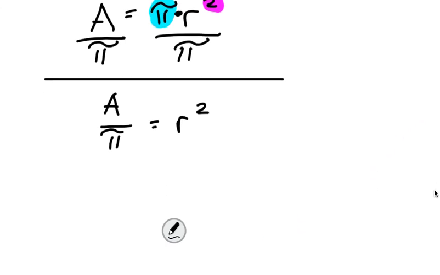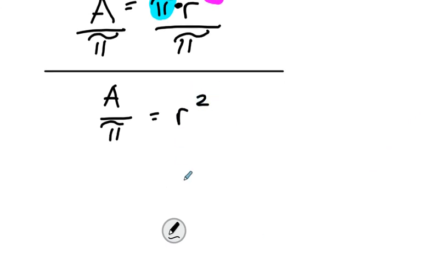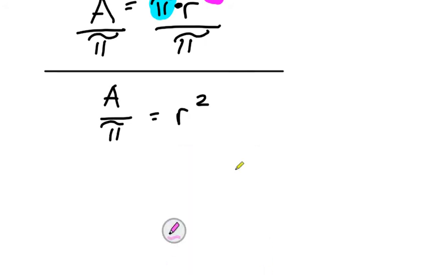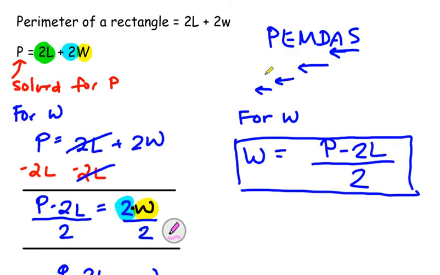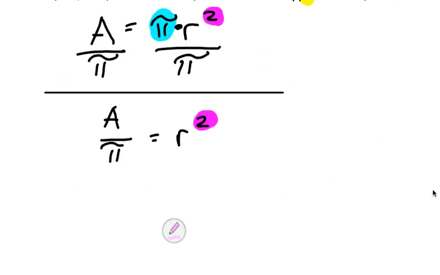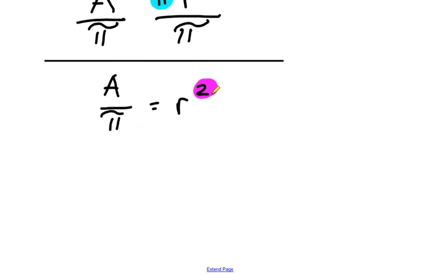You still haven't solved for r. You need to get rid of this 2. Now that 2 is being squared, so that's not the same as multiplying by 2. That's an exponent that we have to get rid of. So in order for us to get rid of this exponent, you have to reverse squared. The inverse of any power of 2 is to take the square root of it. So the square root of r squared is going to equal r by itself.